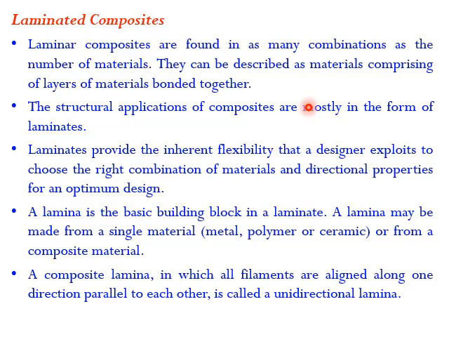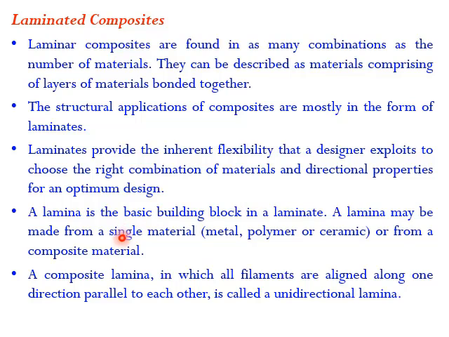We can say laminar composites are found in many combinations, such as a number of materials. They can be described as material comprising layers of material bonded together. The structural applications of composites are mostly in the form of laminates. Many times the doors or the panels of wardrobes and so on are made up of these laminates. Laminates provide inherent flexibility that a designer exploits to choose the right combination of materials.